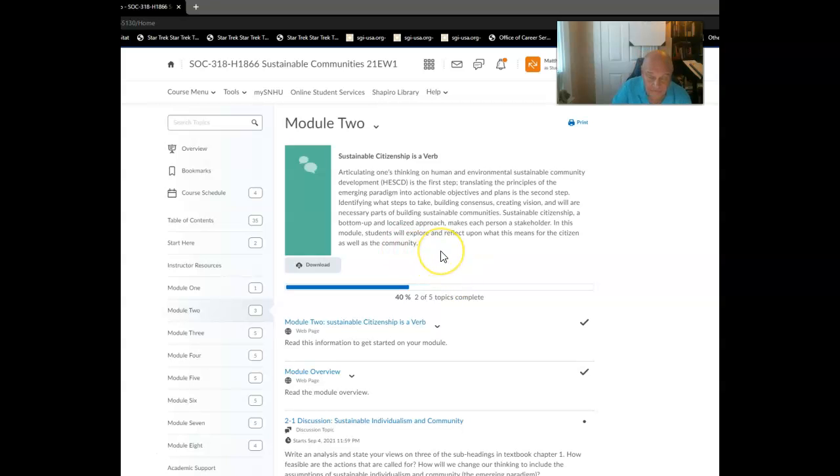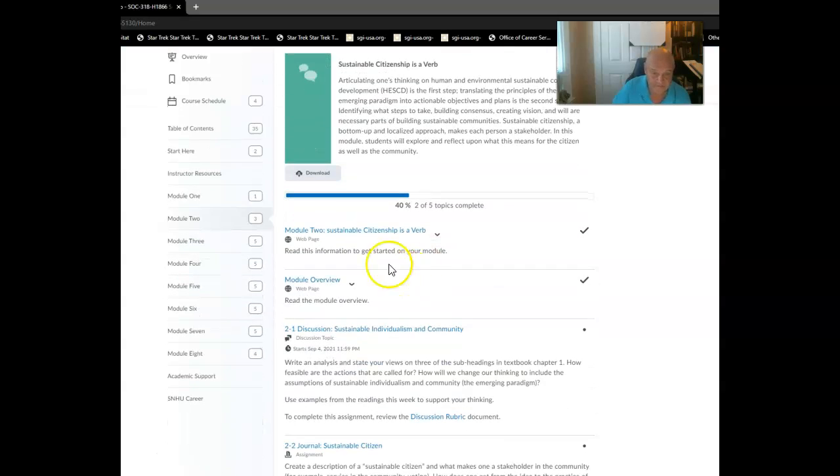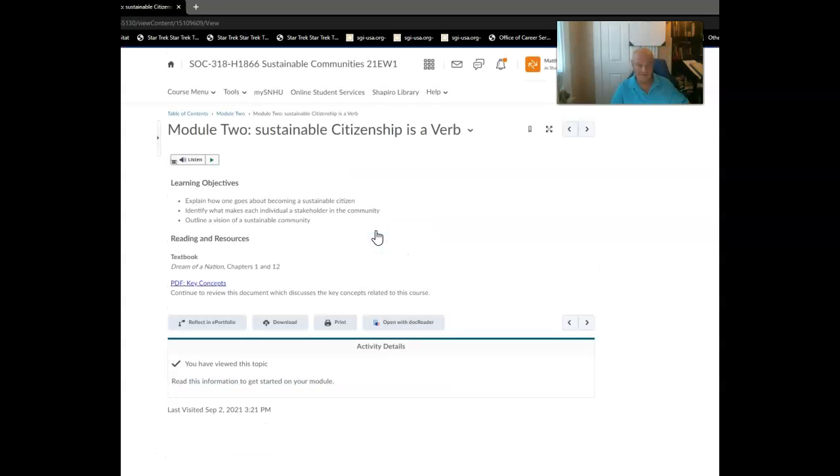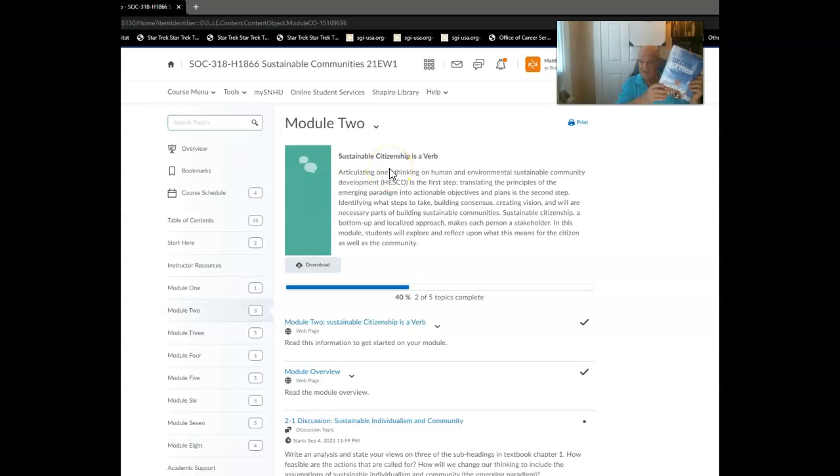Okay, please read this brief discussion of sustainable citizenship. And let's just go through the elements of the module. First off, for the learning objectives for this week, we're going to explain how you go about becoming a sustainable citizen, identify what makes each individual a stakeholder in the community, and outline a vision of a sustainable community. To this end, we are going to be reading both the first and the last chapter in the text, chapters 1 and 12, which I think do a really great job of bookending the material.